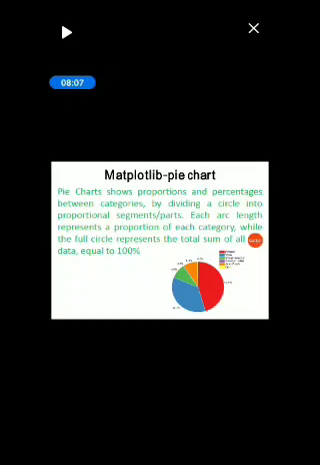Come to the pie chart of matplotlib. The pie chart is a type of graph in which a circle is divided into sectors that each represent a proportion of the whole. So the whole thing is equal to 100%, and you have to part the circle into several other percentages. It will show the proportion and percentage between categories.